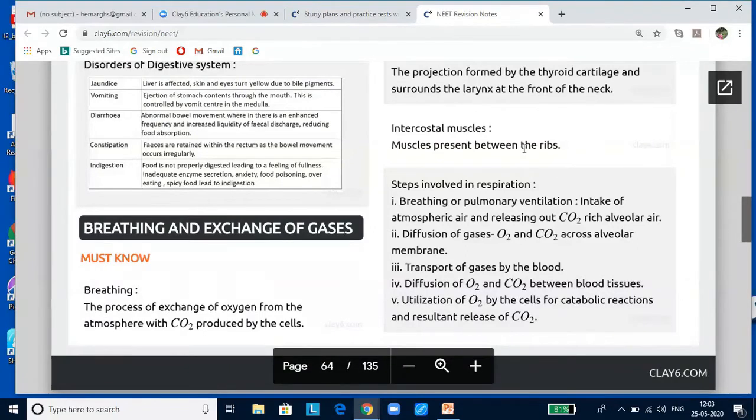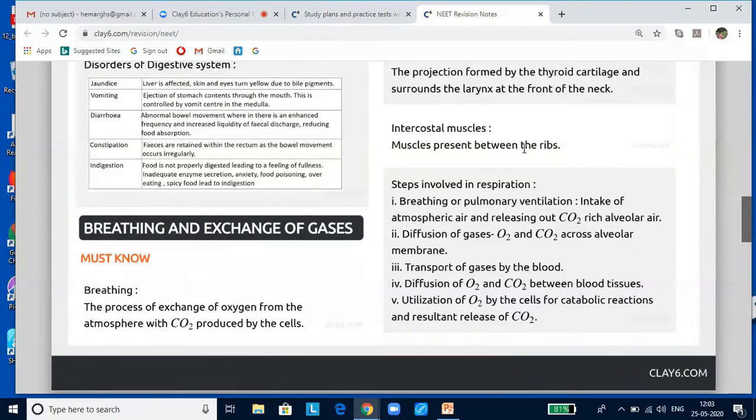Now let us look into breathing and exchange of gases. Now, respiration. It is an oxidative process involving the oxidation of food substances such as carbohydrates, fats and proteins within the tissues to form carbon dioxide, water, and consequent release of energy. The released energy is temporarily stored as ATP.